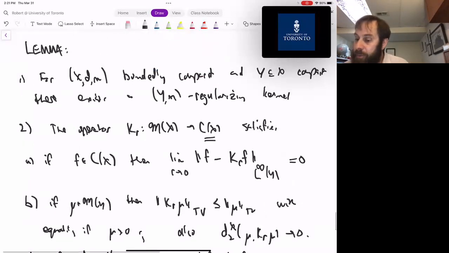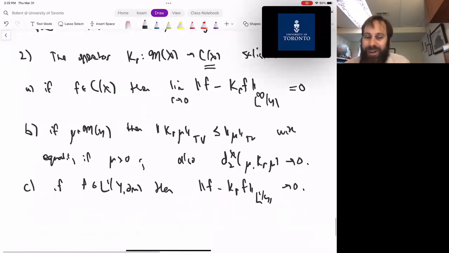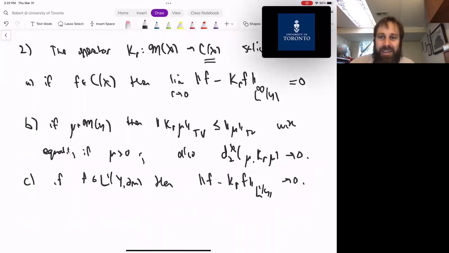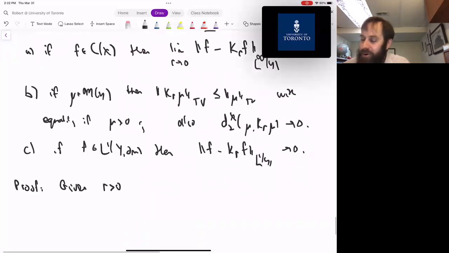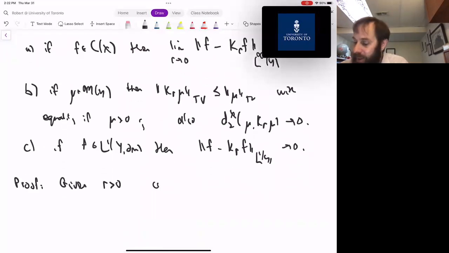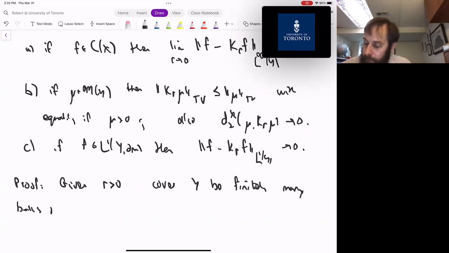So let me address part one of the lemma two and then address part two. So I'm given some r, for each r bigger than zero, I need to define such a regularizing kernel, and I'm going to use the compactness of y. So cover y by finitely many r over two balls. So diameter r balls.